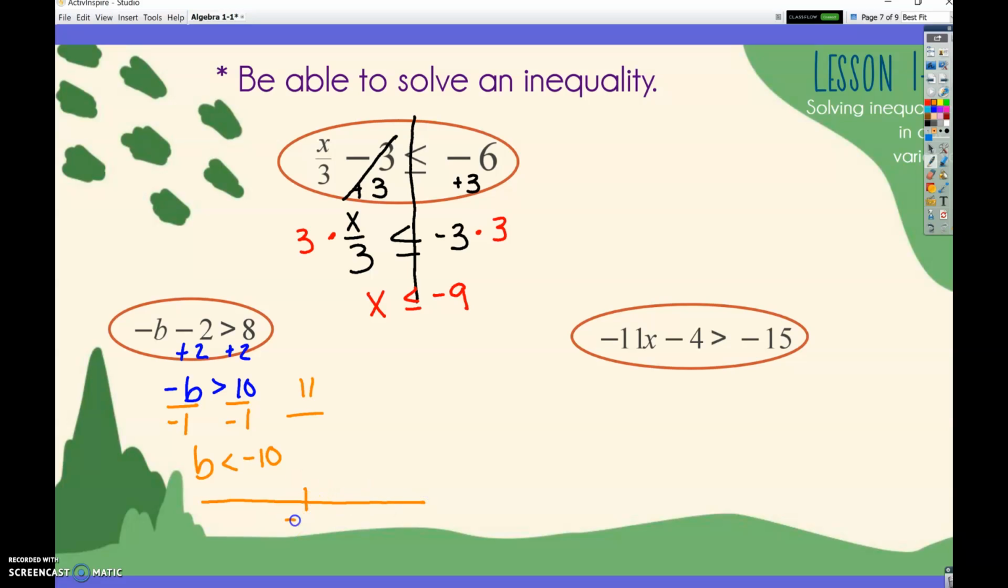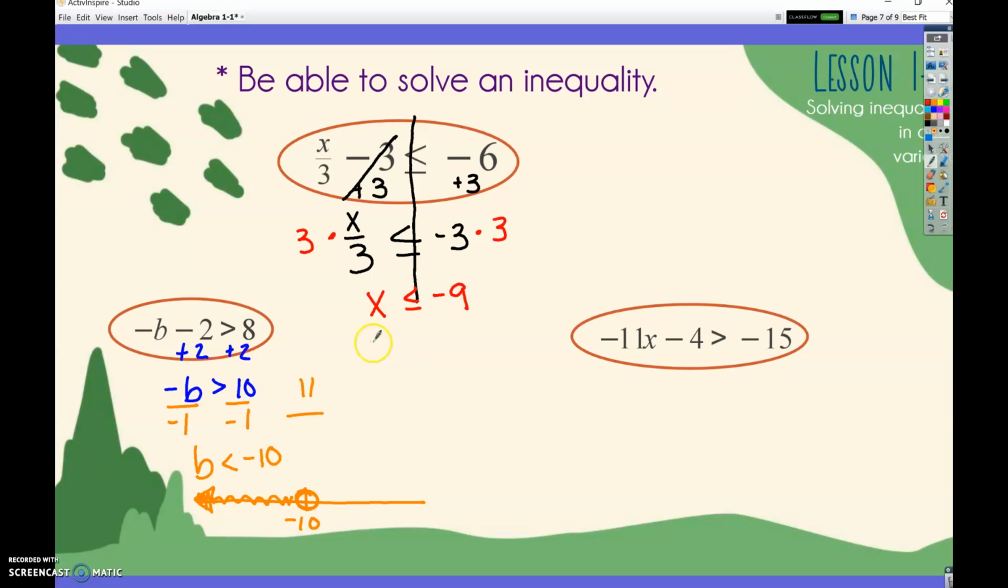If I were to put that on a number line, we would have an open circle, because b has to be smaller than negative 10, and we would shade to the left. I often remember it that if the letter is on the left, your b, and your arrow says less than or points to the left, your shading will also point that way. The circle is open because it cannot be equal to.